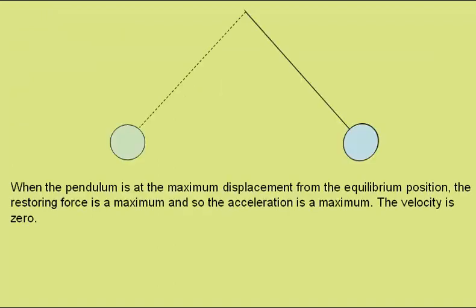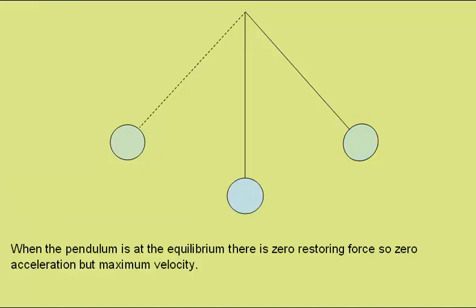When the pendulum is at the maximum displacement from the equilibrium position, the restoring force is a maximum, and so the acceleration is a maximum. The velocity at this point will be 0. When the pendulum is at the equilibrium position, there is 0 restoring force, so 0 acceleration. But we have maximum velocity at this point.